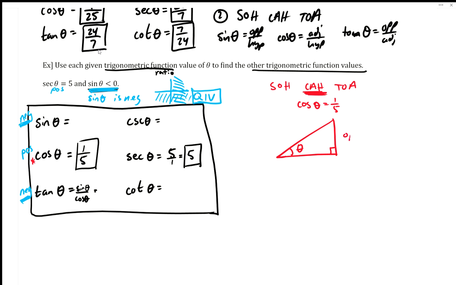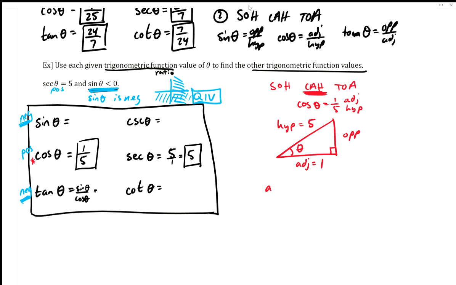So from here, I know that this would be the opposite, this would be the adjacent, and then the longest side is always the hypotenuse. Well, this is saying your adjacent is 1 and your hypotenuse is 5. So we know that this is 1 and the hypotenuse is 5. Which means we could figure out the opposite. Okay, so our opposite, let's go ahead and keep this in red.